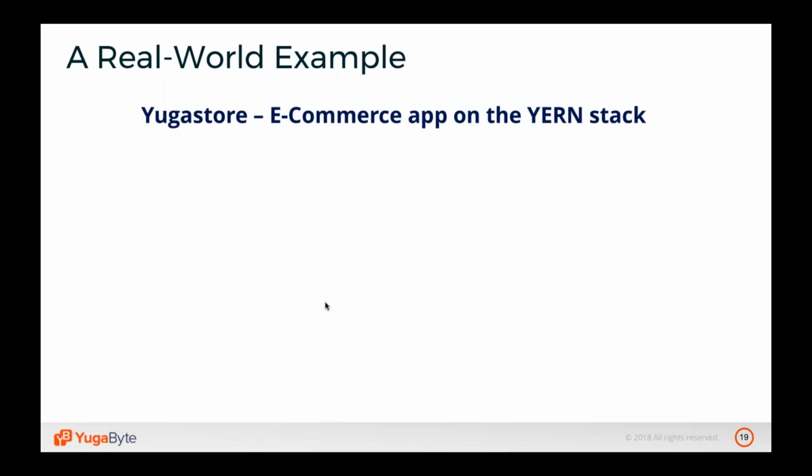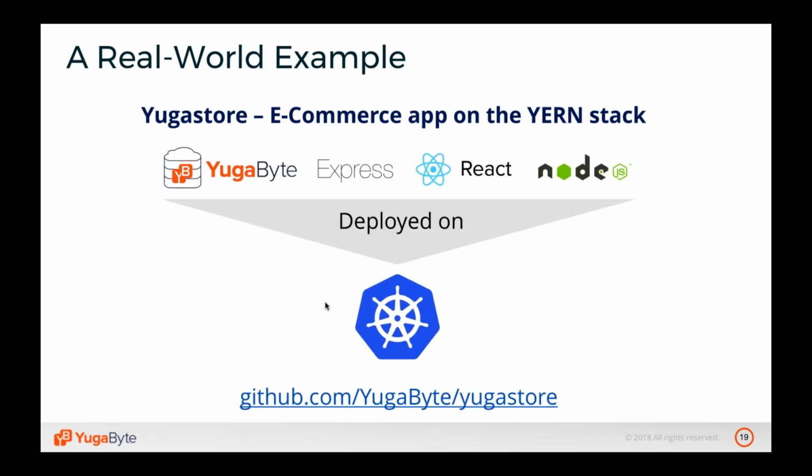Okay, so we're going to take a real-world example. An e-commerce app called Yugastore. Yugastore is also on GitHub, and it's built on top of a YERN stack, which is Yugabyte, Express and Node.js as the REST API server, Yugabyte as the database, and React as the front-end language, the language for the UI. And all of this is deployed on top of Kubernetes. You can see the GitHub URL below, feel free to check it out.